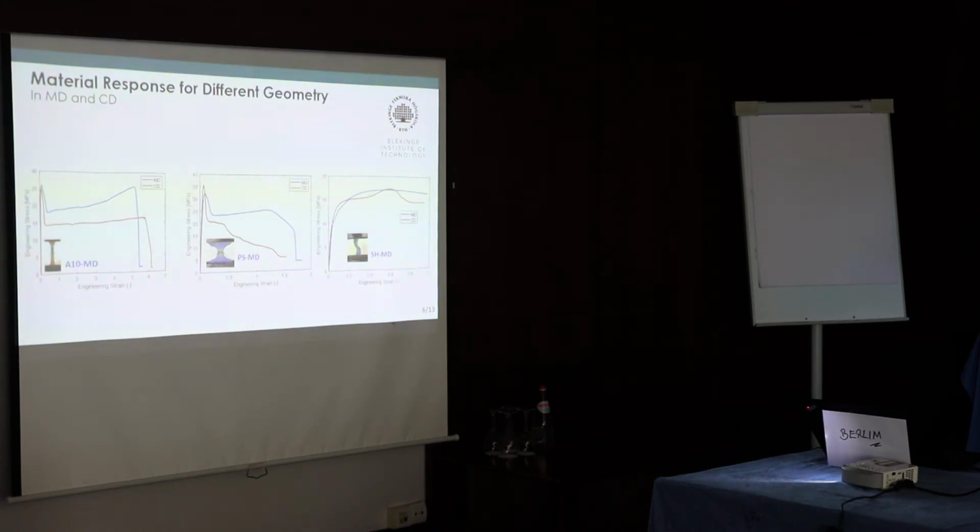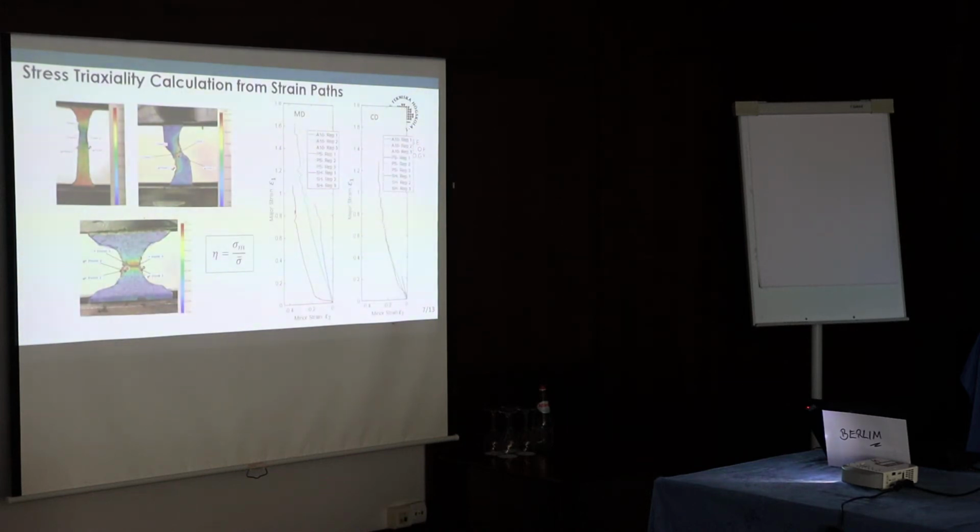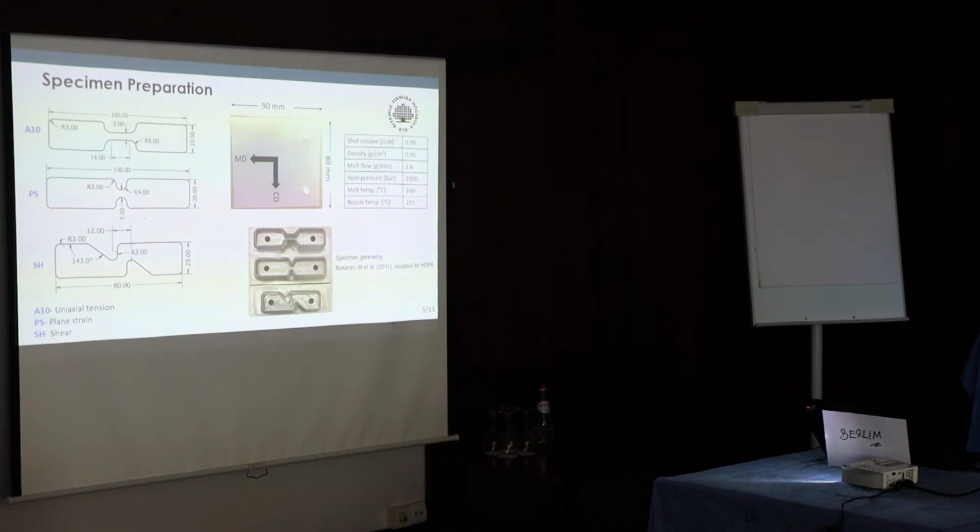Maybe this is not very important, but this is the engineering stress strain curve for 3 different tests. So the first one, geometry, maybe it's old. This one is uniaxial tension, this is plane strain, and finally this is shear. So we are expecting these will produce different stress triaxiality in the specimen.